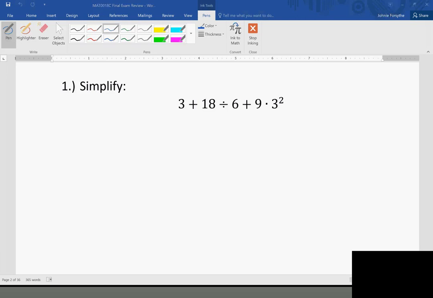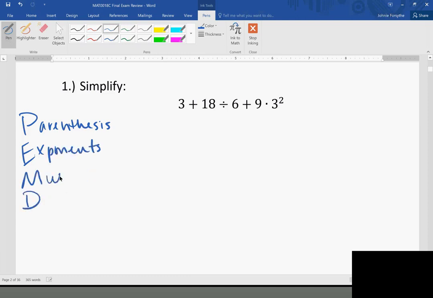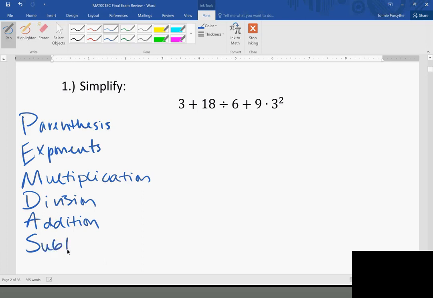So when we are simplifying an expression, we want to always use order of operations. And the way that we like to remember that is what we call PEMDAS. So P represents parentheses or grouping symbols. E represents exponents. M and D represent multiplication and division. And then A and S represent addition and subtraction.